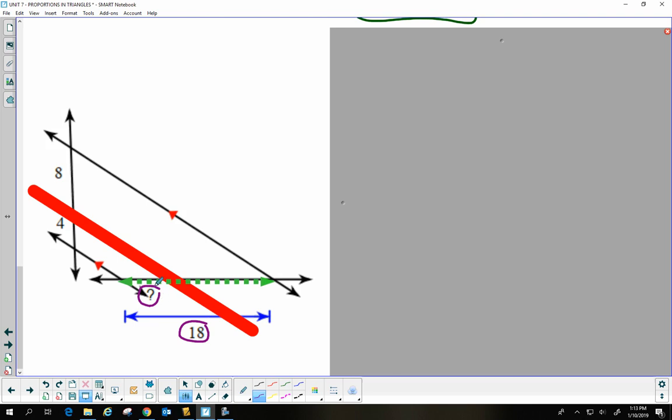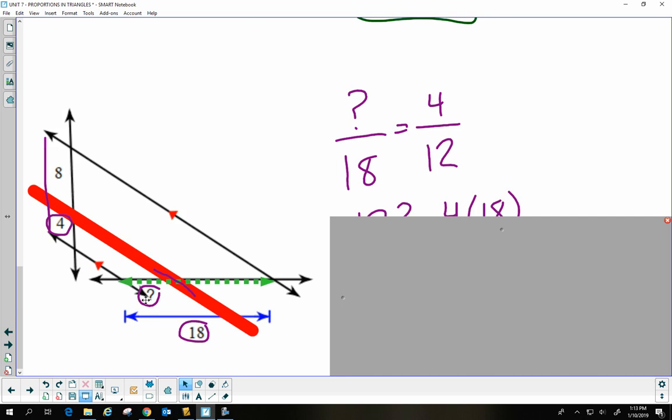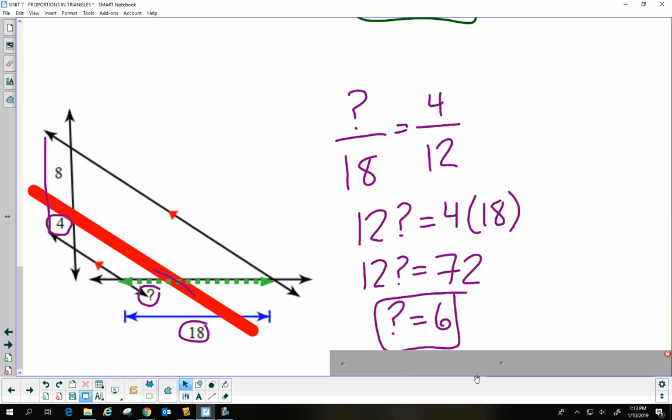So I have the piece of this line over here below the red line and then the whole thing. And so I want the piece below the red line over here, and then I want the whole thing. So the whole thing here is 8 plus 4, which is 12. So I get question mark below the red line divided by 18, the whole thing, 4, the thing that's below the red line, and then 12, this whole piece, these two things added together. And I come up with that missing piece as 6.